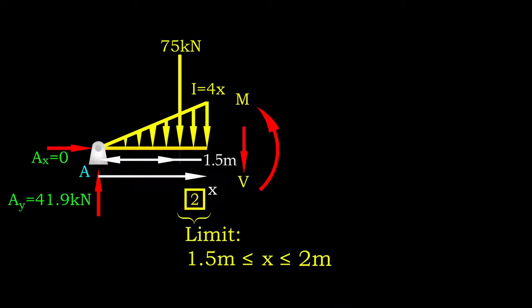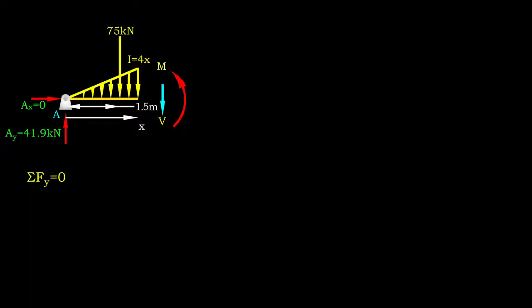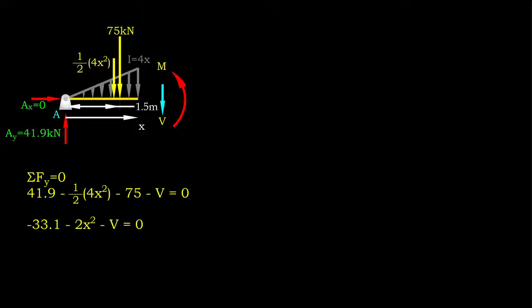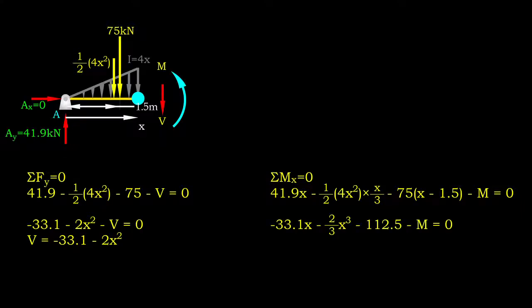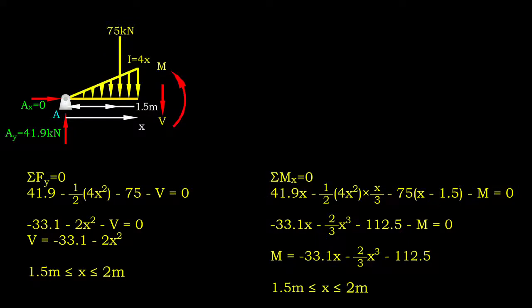For segment 2, the limit of x is from 1.5 to 2 meter. Again, functions of shear force and bending moment are obtained using equilibrium equations. Since both segments 1 and 2 are loaded with varying distributed load, the shear force function is a quadratic function of x. Meanwhile, bending moment is a cubic function of x.